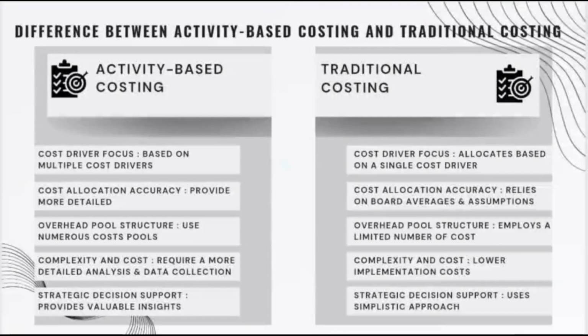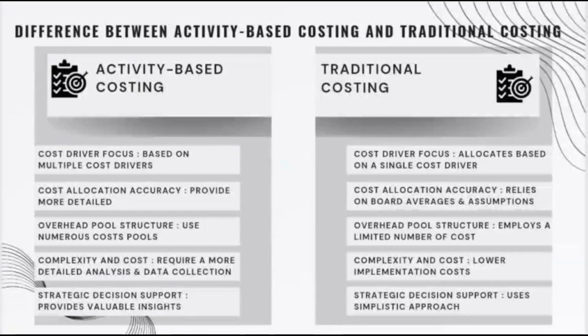Here I will discuss 5 differences between activity-based costing and traditional costing. First is cost driver focus. Traditional costing allocates overhead costs based on a single cost driver, typically direct labor hours or machine hours. Activity-based costing, on the other hand, identifies multiple cost drivers, including non-volume related factors like setups, inspection, or number of orders. Activity-based costing also assigns costs to activities based on their consumption of resources, providing a more accurate picture of the cost driver affecting overhead.